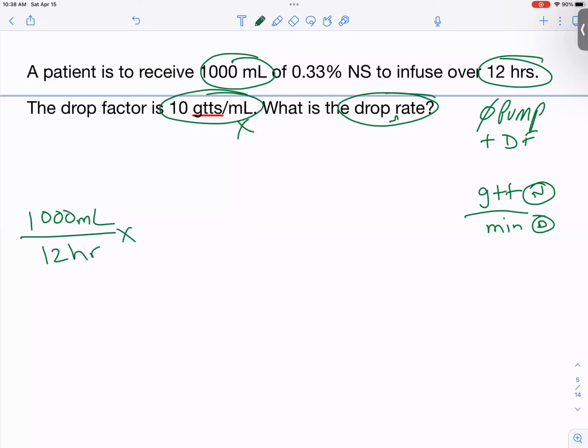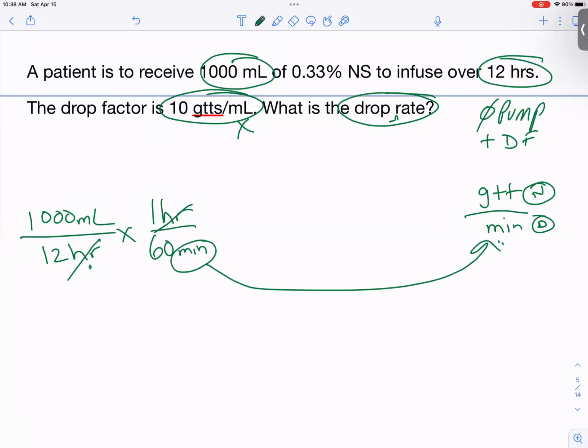So it doesn't matter where you start. How do I get hours to minute in my denominator? 1 hour is 60 minutes. Beautiful. Now I have minutes. Yay. Now how do I get rid of milliliter and get to drops? Well, I go to my problem. There's 10 drops per milliliter. Oops, I did it backwards. Nobody stopped me. There are 10 drops per milliliter. That gets rid of my milliliter, and now I have drops. I look over my problem, everything I don't need is gone, and I have just what I need.